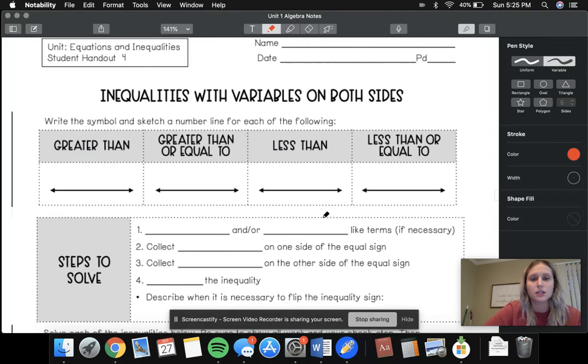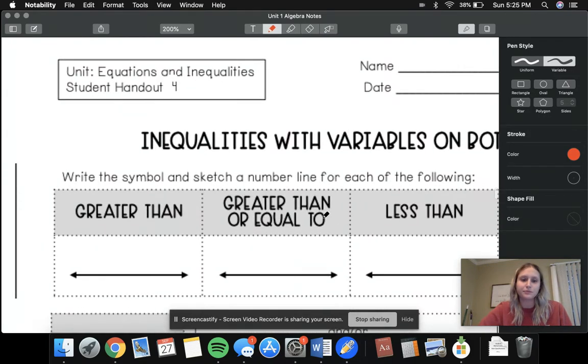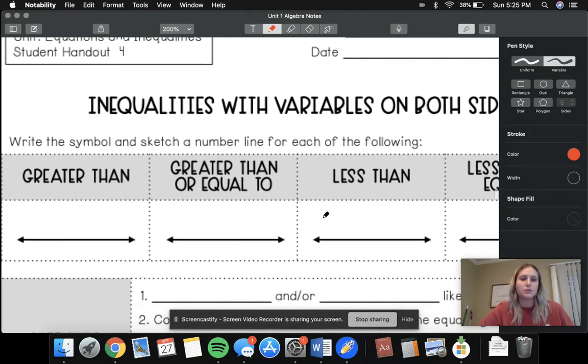Okay, so this is something that you guys have done before. The only thing new is that variables can be on both sides now, so just making sure we feel comfortable with what an inequality is, how to solve an inequality, how to graph the solution to it, and then we'll do some more problems later. So first we just have the symbols.